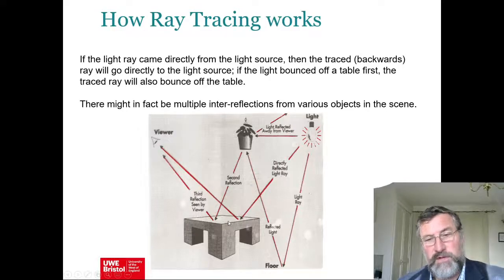So here we've got a table. We've also got a flower pot, and we get this light reflected. This one here is coming from the light, but that bounced off, so we're not considering that one. But here, the directly reflected light rays going up there, we're going to model that one.